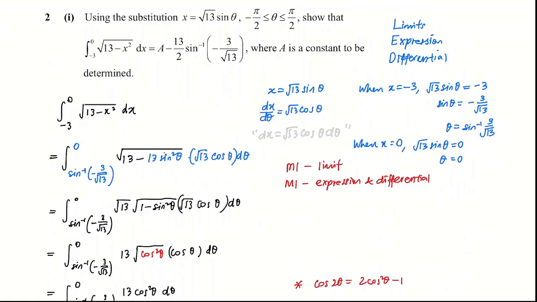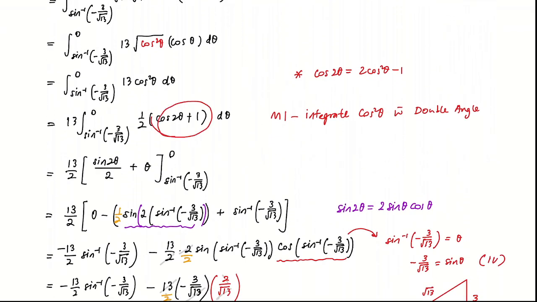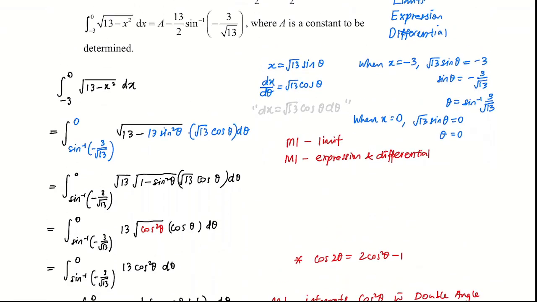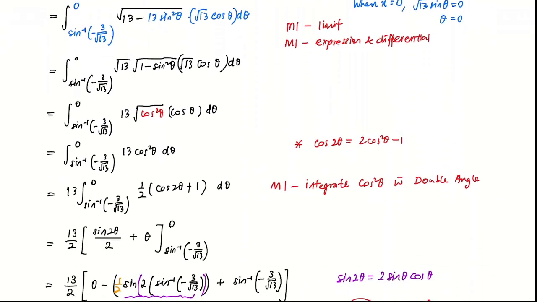Now the third mark will come at this point: your integration technique for cosine square. The integration technique is to change it to double angle so that you can integrate this using your A math. Now, so far this is how many marks again? This one over here is 5 marks. So the 2 more marks come from here.